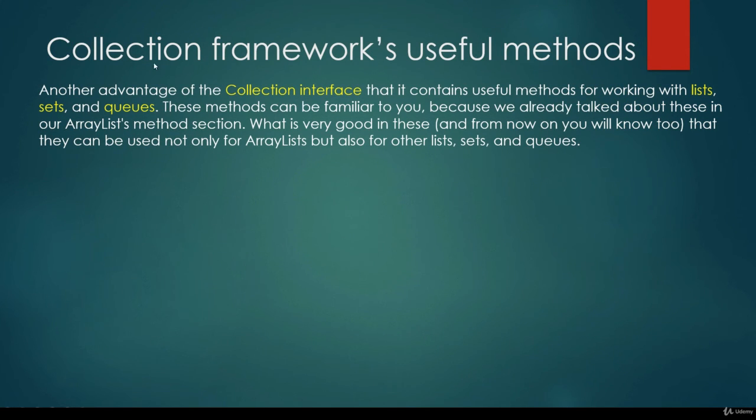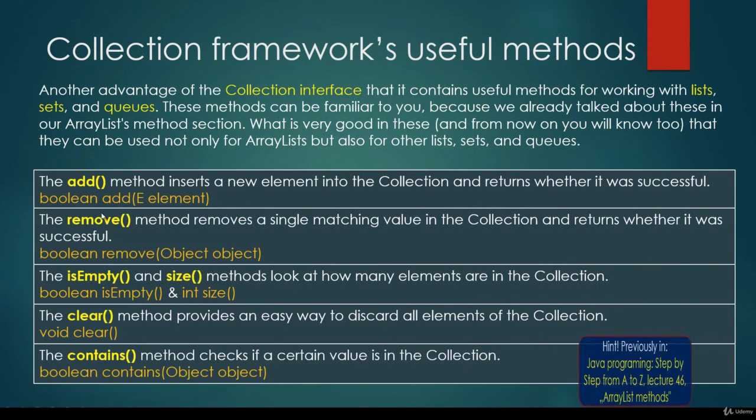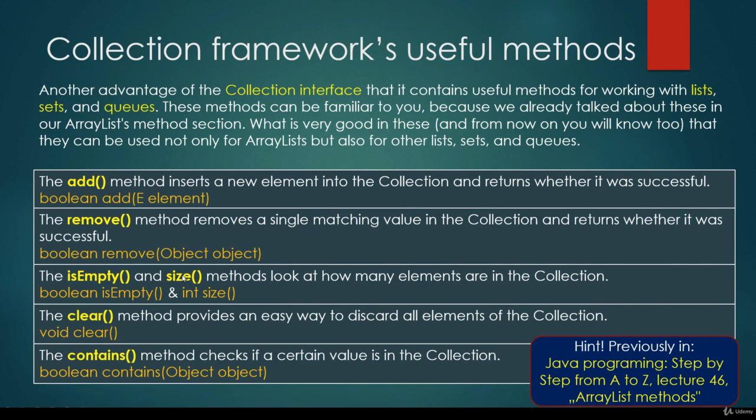Okay, let's talk about the collection framework's useful methods. Another advantage of the collection interface is that it contains useful methods for working with lists, sets, and queues. These methods can be familiar because we already talked about these in the previous lectures. What's very good is that they can be used not only for array lists but also for other data structures or abstract data types such as lists, sets, and queues. These methods are the add method, remove method, isEmpty and size method, clear method, contains method.